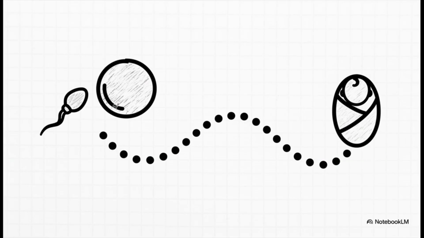So, let's start with the big question. How does new life actually begin? Well, humans are viviparous, which is just a fancy way of saying we give birth to live young. But this isn't just a single moment. It's a whole sequence of beautifully orchestrated events.